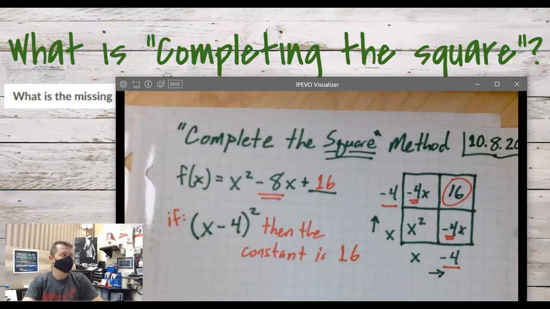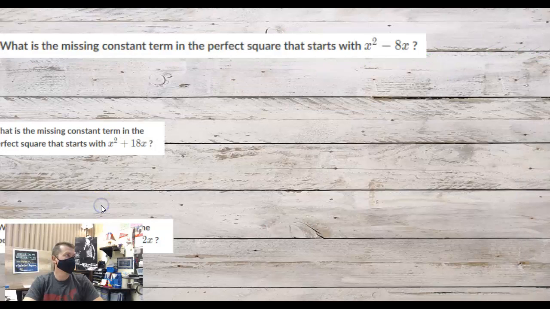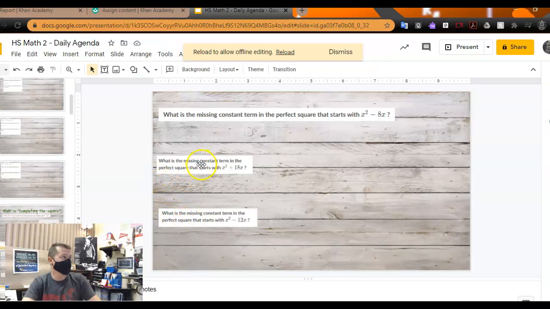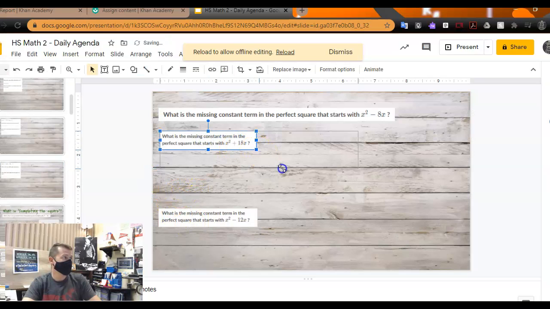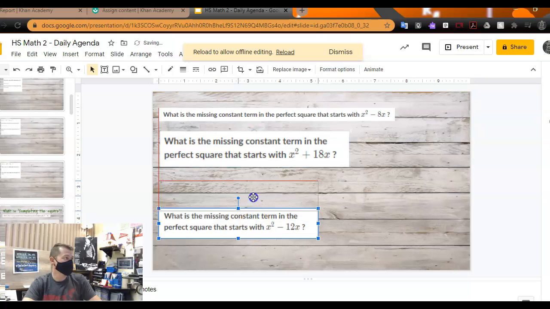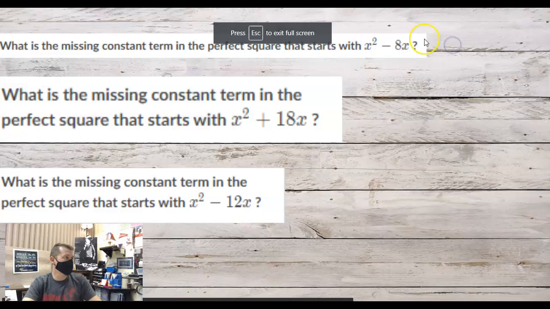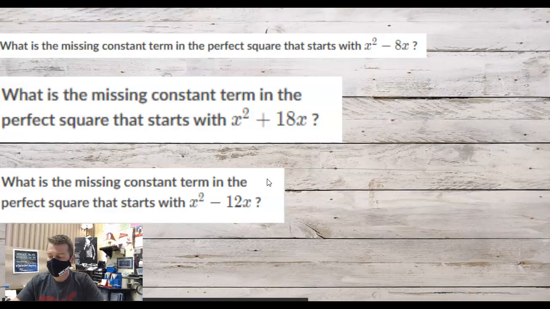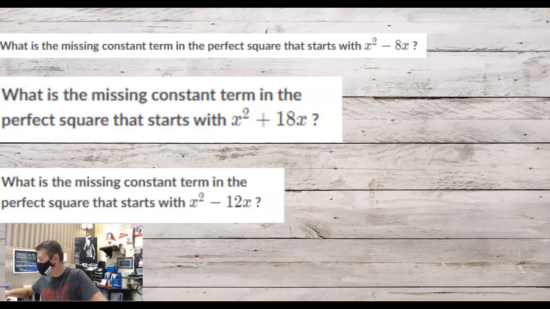All right, so if we tried this with some other, so this is what we just did, the x squared minus 8x, right? What if we tried this? I want to give you a second to try this on your own in case you haven't sort of figured it out yet. What if we tried it with this or with this? What would be the missing constants if these were the start of perfect square equations? Take a couple minutes to try this on your own, then we will come back together to talk about it.